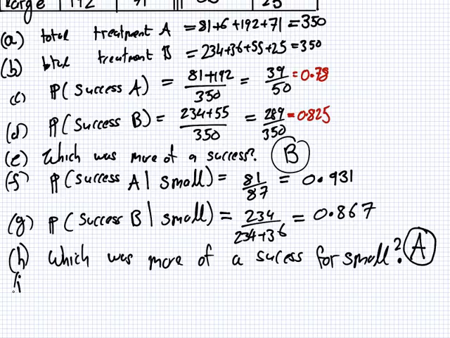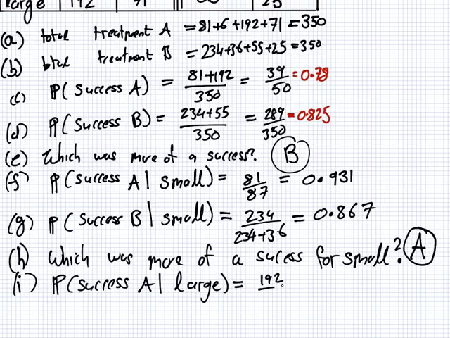I. What is the probability of being successfully treated with treatment A, given that the person had large kidney stones? Very good. Over 192 plus 71, whatever that is. What is the answer? 0.73. Okay. And you can probably guess what's coming up next.